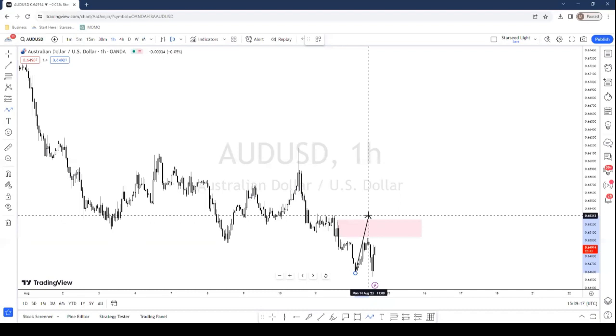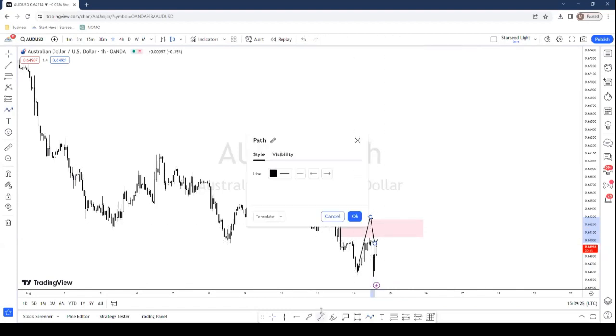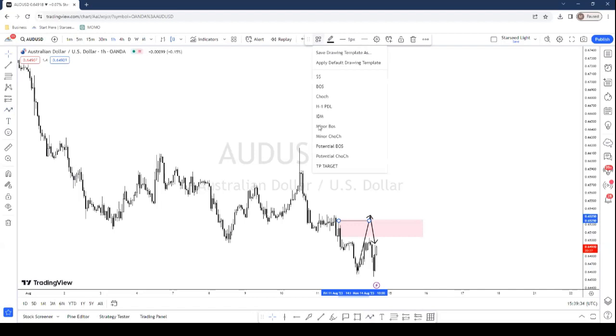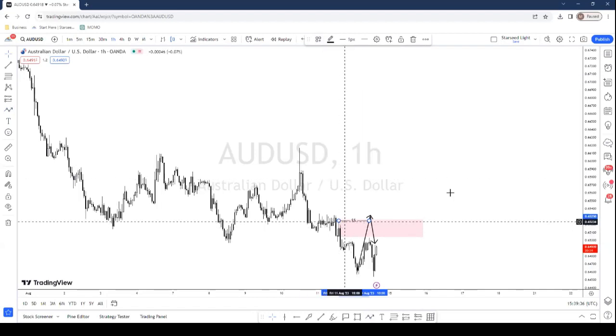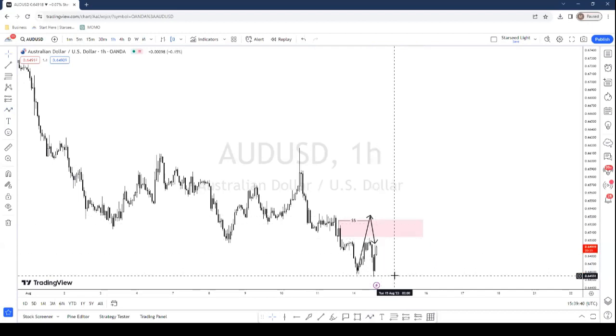The market will sweep the liquidity and then go down. If the liquidity is swept over here, he will place a sell stop. So this would be liquidity over here. Then he placed a sell stop and the market moved down.